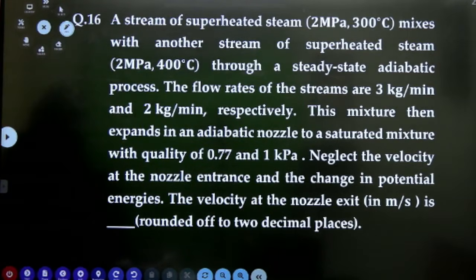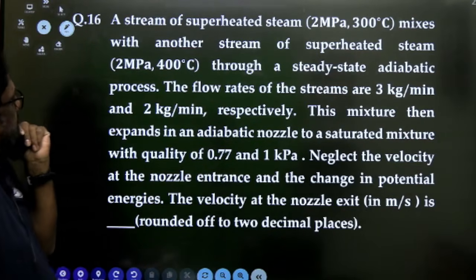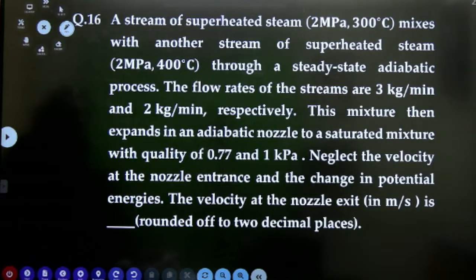A stream of superheated steam mixes with another stream of superheated steam through a steady state adiabatic process. The flow rates of the streams are 3 and 2 respectively. The mixture then expands in an adiabatic nozzle to a saturated mixture with the quality, dryness fraction, given. Neglect the velocity at the entrance of the nozzle and changes in potential energies. The velocity at the nozzle exit is.